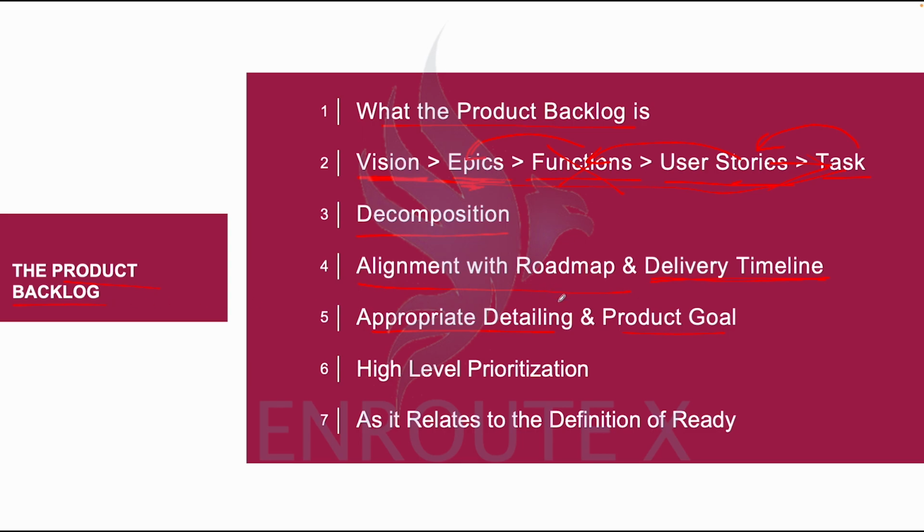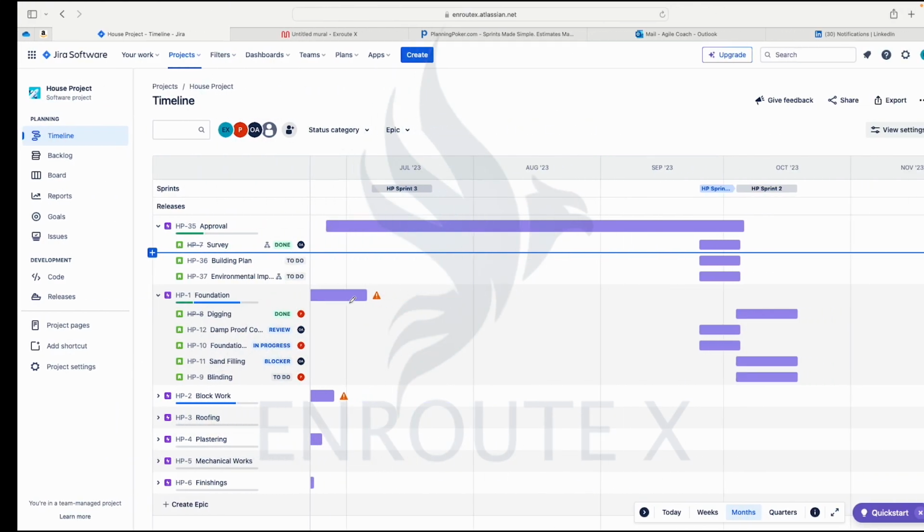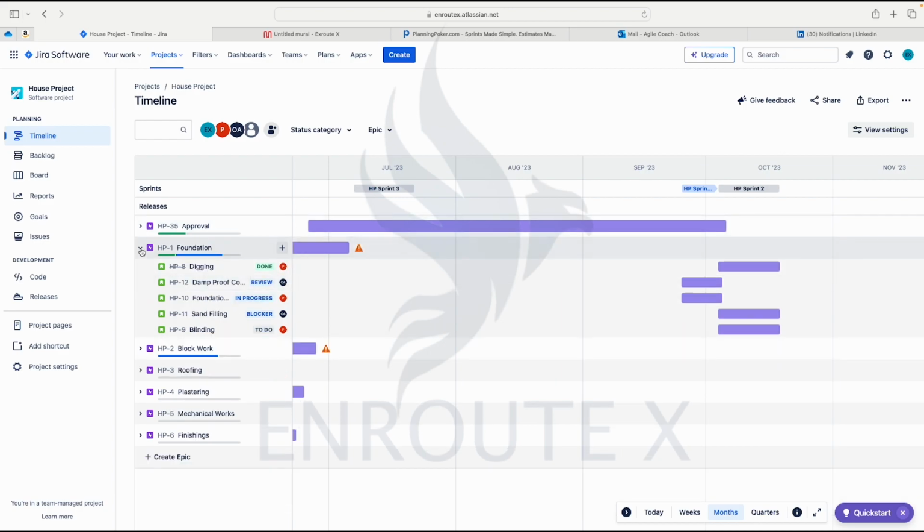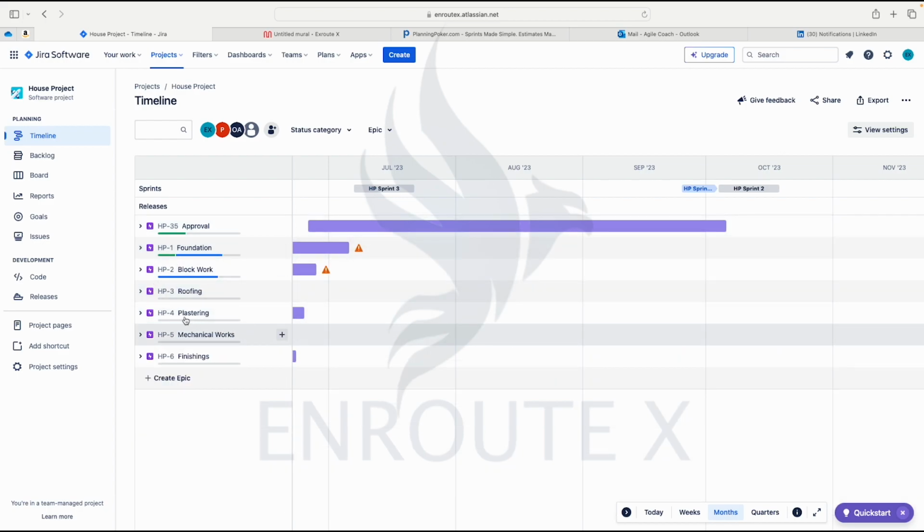And I mentioned also earlier that each product should have a goal, just as each sprint should have a goal. Then also the high-level prioritization, which was what we looked at in the previous class. Under the timeline, we saw from here that there is no way you could begin to plan for plastering when you've not delivered approval or foundation. What are you plastering without the foundation? So this is the high level.